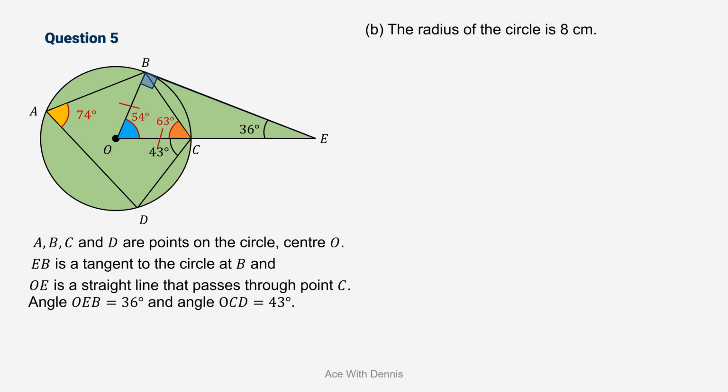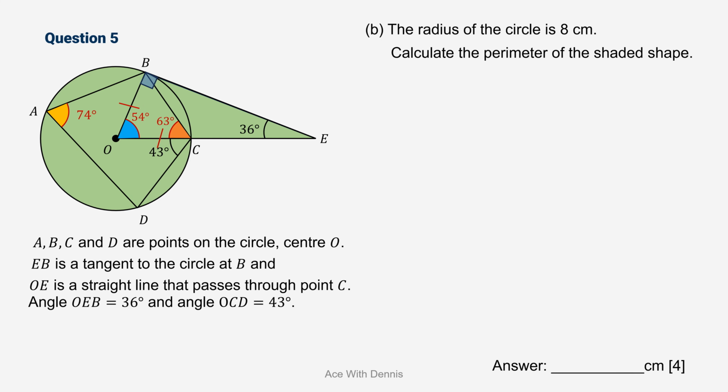B. The radius of the circle is 8 centimeters. Calculate the perimeter of the shaded shape. 4 marks. So in other words, we need to find the perimeter of the whole diagram. So first, we need to look at the triangle OBE. From this triangle, we can say that tangent 36 degrees equals 8 over BE. Then we can calculate the length of BE, which is 8 over tangent 36 degrees.